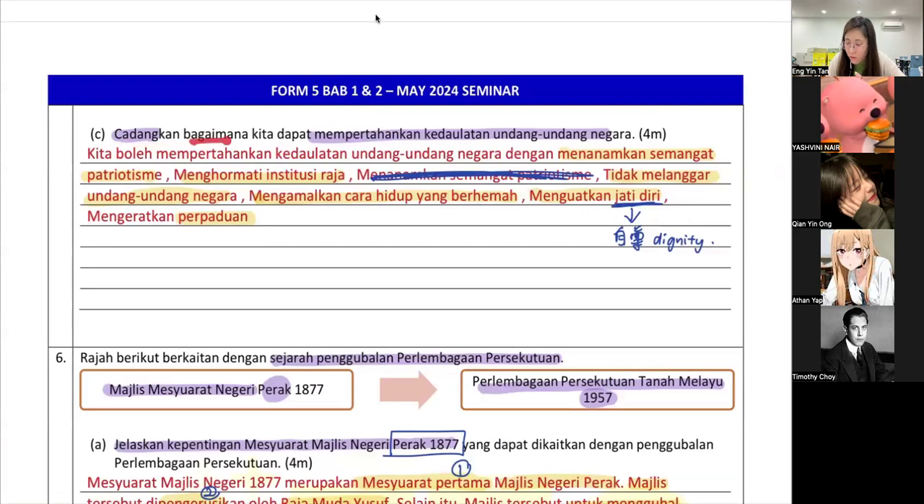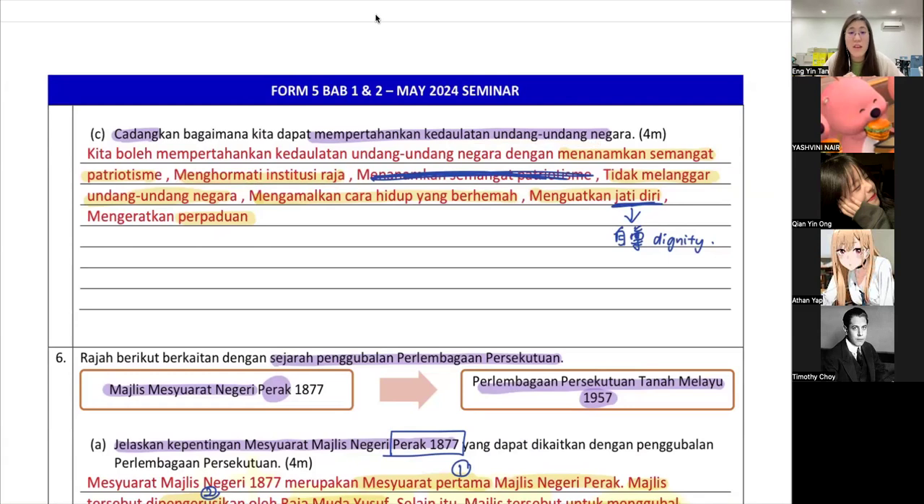Now the next one is asking, can you suggest what we need to do, or how we defend the law, the sovereignty of the law? Number 1 is instilling the spirit of patriotism. Because when you are patriotic, you will follow the country and make sure the country is stable and prosperous. Number 2, respecting the institution of the king.